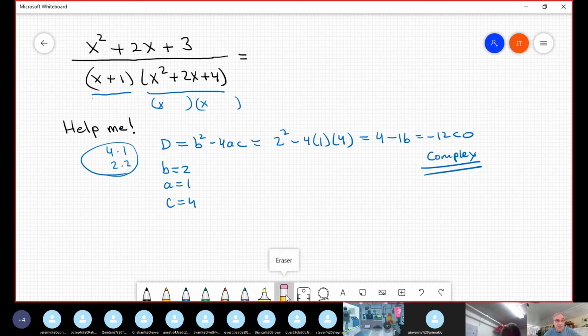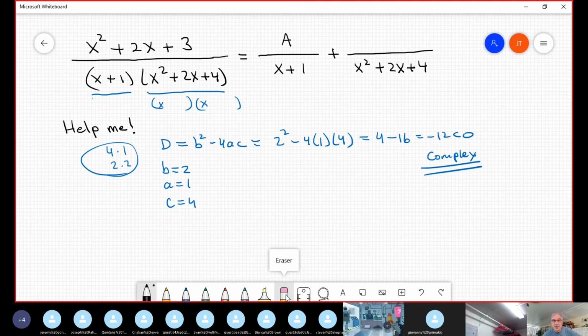Okay, I understand. Now I separate this in partial fraction decomposition into two pieces. I copy x plus 1, which is linear. I put A. I copy the irreducible quadratic. Then, in the top, what do I write? Bx plus C, right? Do you understand? Or no? You understand or no?